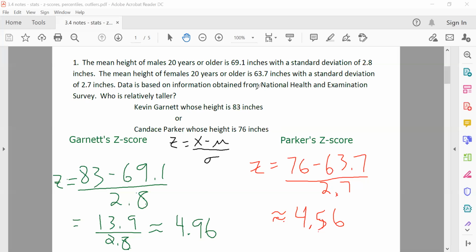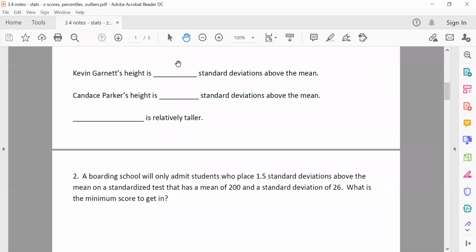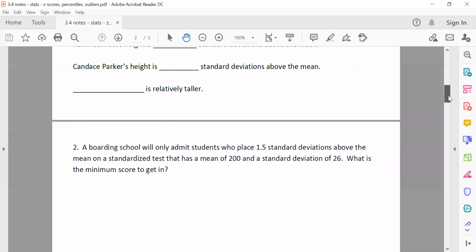So that's kind of cool. The z-score gives you an apples-to-apples comparison, because it's not fair for me to just compare men against women on average height, because we already know biologically speaking that men are just going to be larger than women. That's just a biological fact. But it is cool that we can put them on their own individual scales and say, okay, but who's taller on their own gender scale? Kind of interesting. So Kevin Garnett's height was 4.96 standard deviations above the mean. Candace's was 4.56, so Kevin is relatively taller.